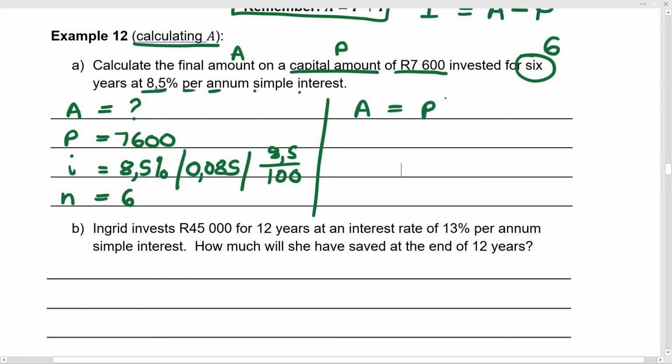I need to learn this off by heart. Okay, it's 1 plus I times n. This is the one I don't know. And then I need to plug in all of these numbers as I've written them down. So that one is the 7,600. We've got 1 plus my I.